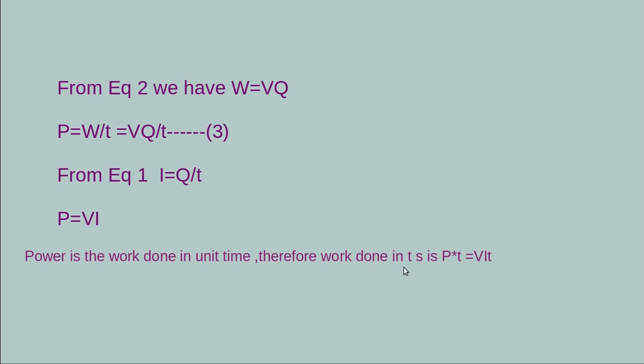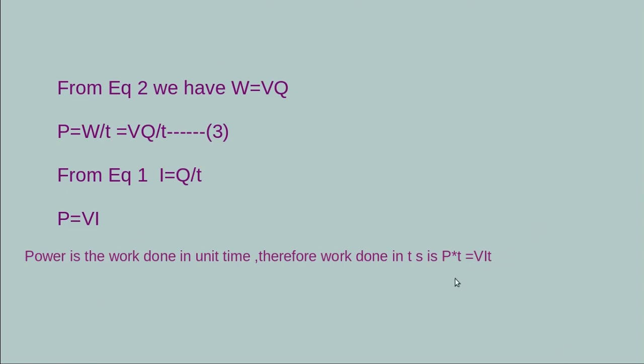From the above equation, we know P is equal to VI. Substituting the value of P in the equation W is equal to P into T, that is W is equal to VI into T. Instead of P, we wrote VI. So W is equal to VI into T, that is VIT.